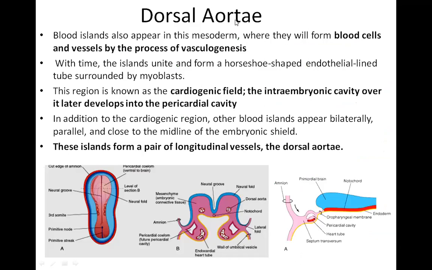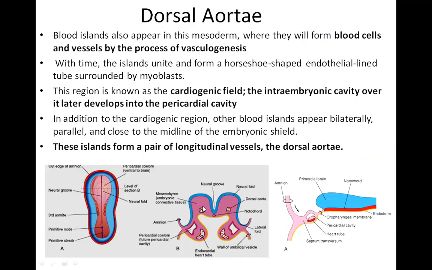Then is the formation of the third event, the formation of dorsal aorta. So the blood islands, they will appear in the mesoderm. Over here, this one is the mesoderm. So blood islands, they will appear in the mesoderm, and the vessels will be formed by the process of vasculogenesis.